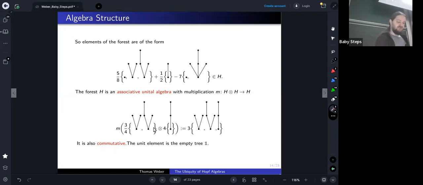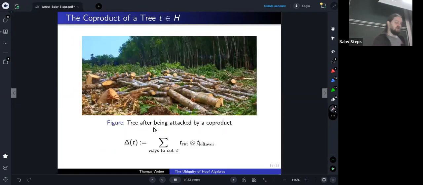Nice. So the forest is an algebra. Even more, it's a Hopf algebra, and this is a picture of the coproduct. This is how you should think about it. What does it do? You take a tree and you sum over all possible ways of cutting the tree. Since we know that we have to end up in the tensor product, we have two parts here. The first part is the part that we cut, and the second part is the leftover part.